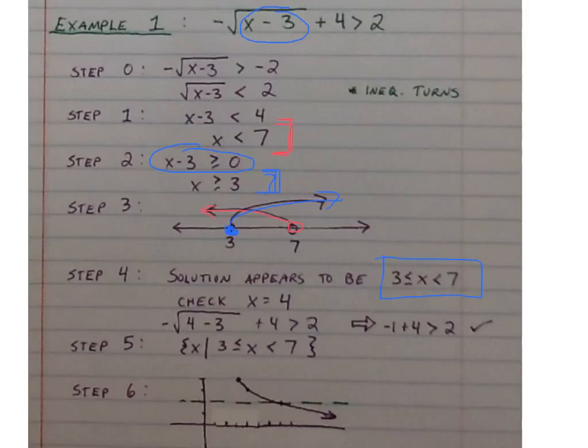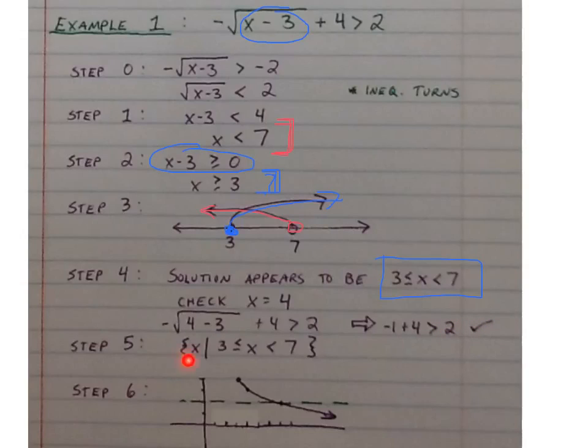So I pick a number in that set, and I'm going to pick the number 4, and I plug 4 into the original equation, and it checks out. So I now know that that is the solution set. We have to do this step because it does not always check out.